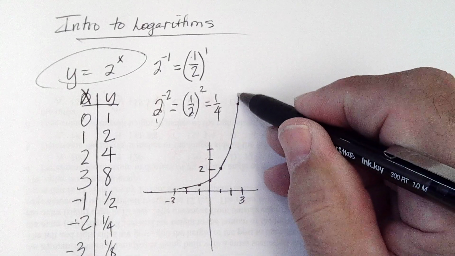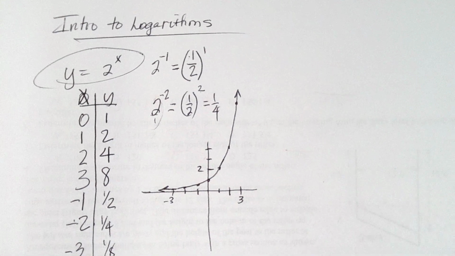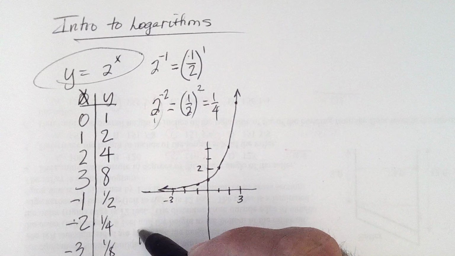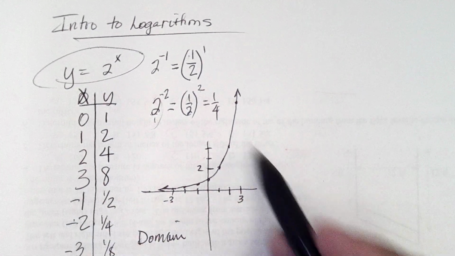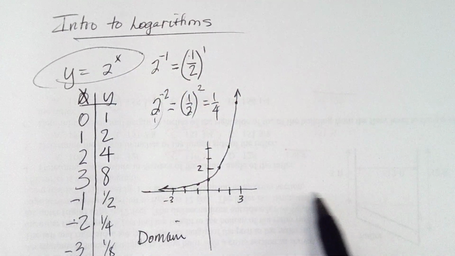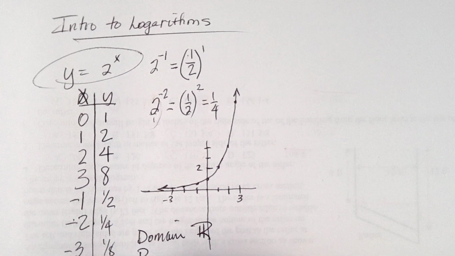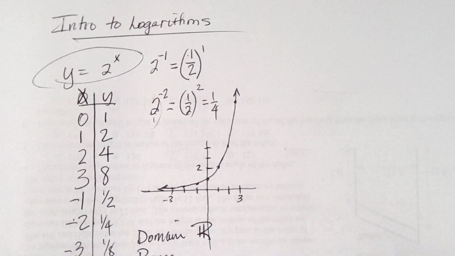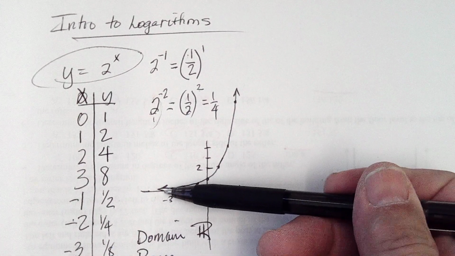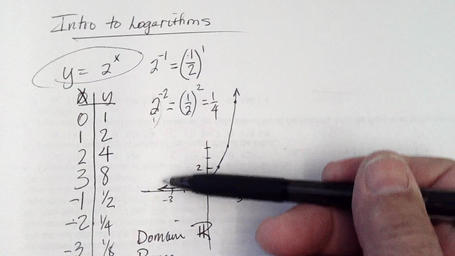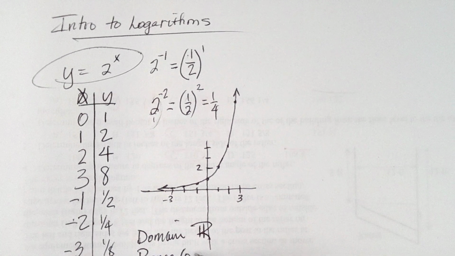In this graph, the characteristics of this graph, its domain exists for all values of x. You can put any number in for x and you'll get a y value. So the domain is all reals. The interesting part is the range, which only gets closer and closer and closer to 0, but never hits 0, and goes up. So it's from not 0, but to infinity.